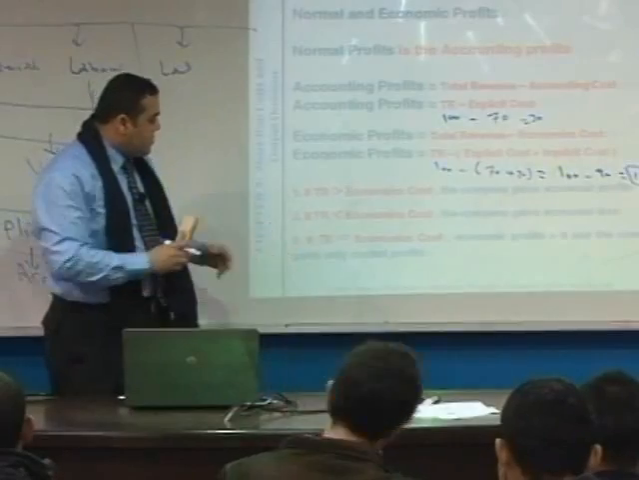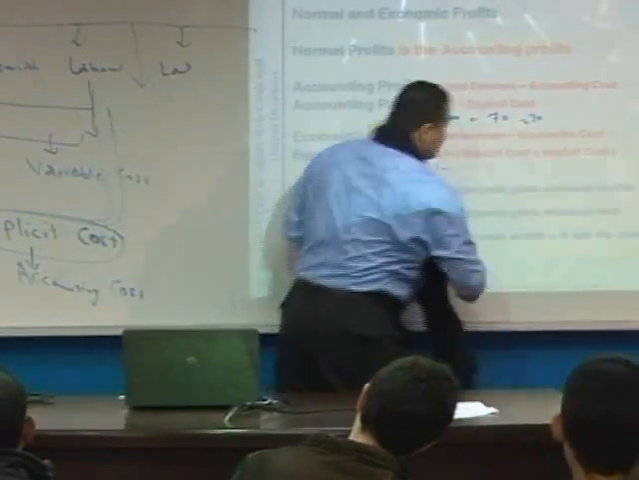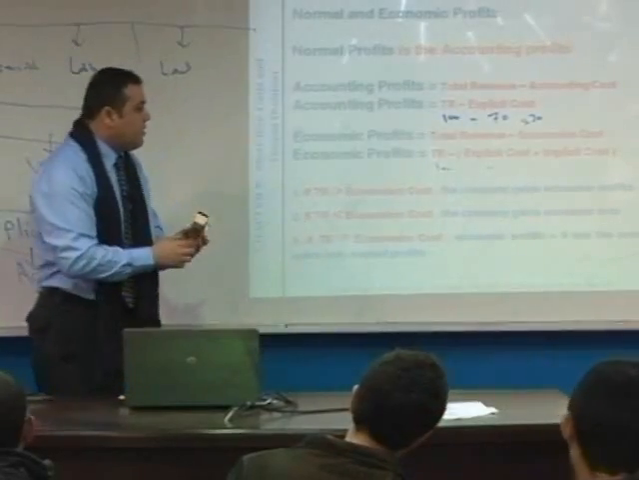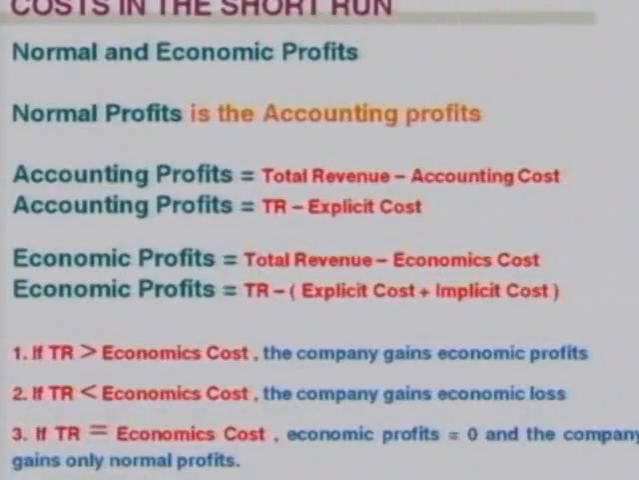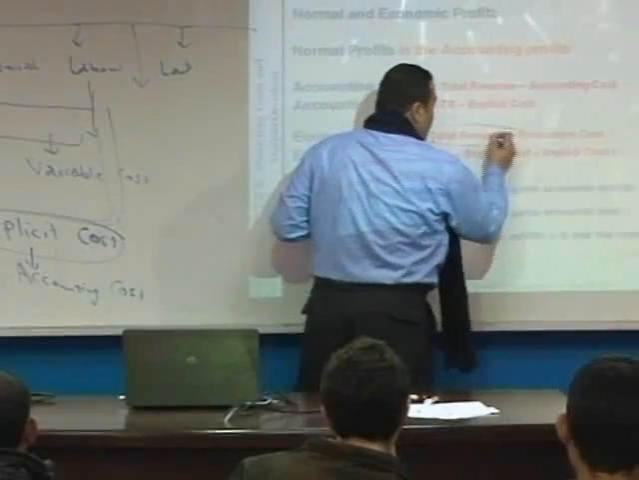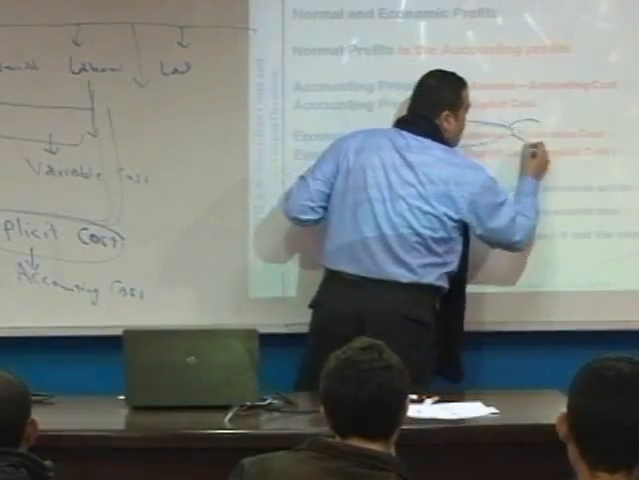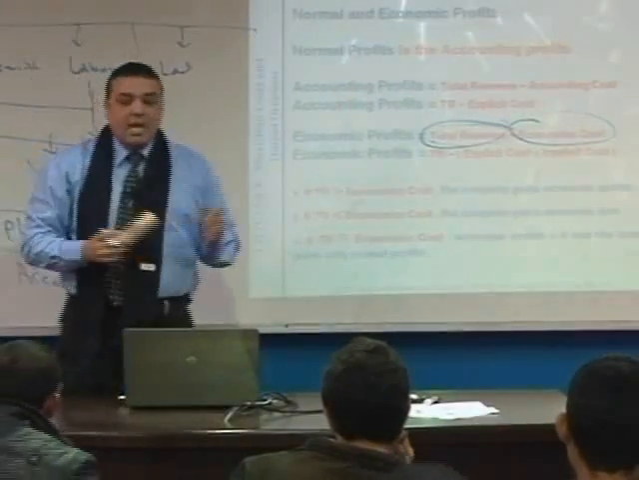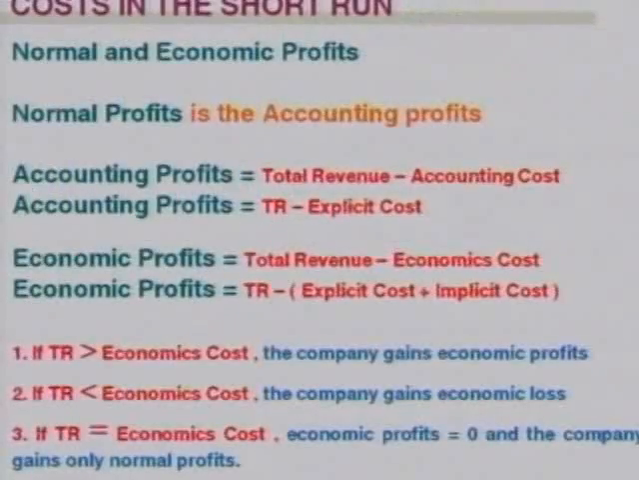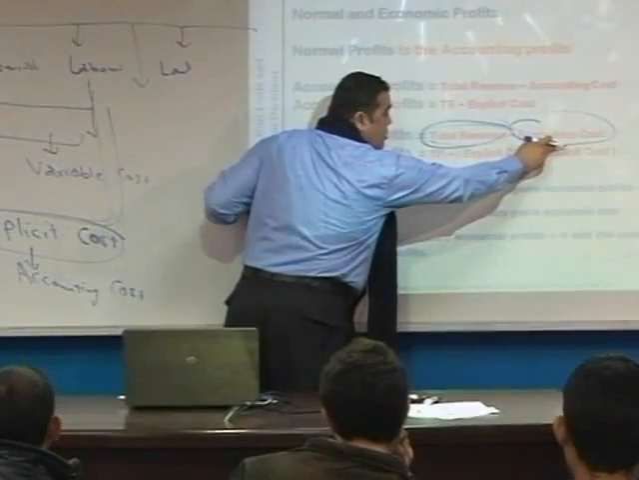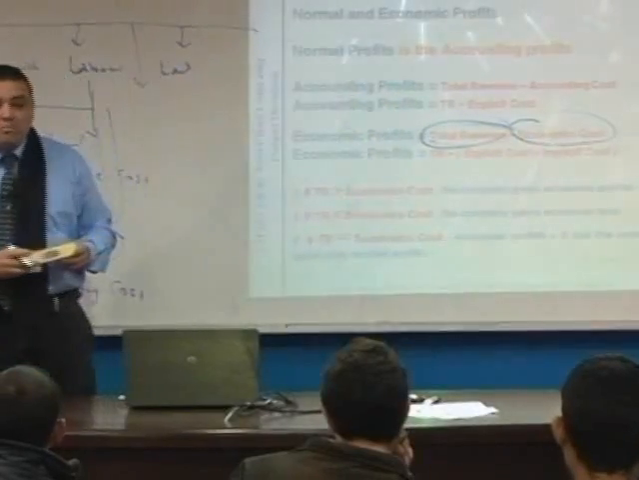So we have 3 conditions. Number 1, if the total revenue is larger than the economic cost, the company gains economic profits. If the total revenue equals the economic cost, there is no profit. It's called a normal profit.